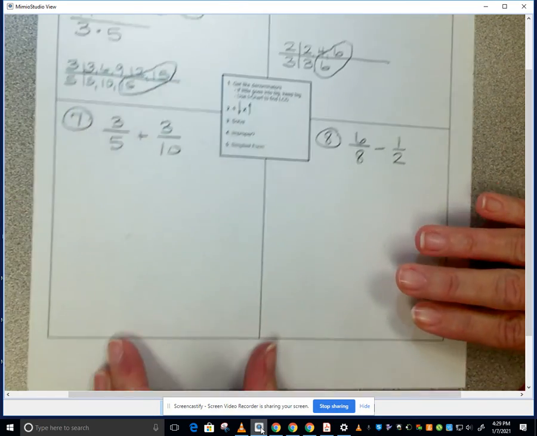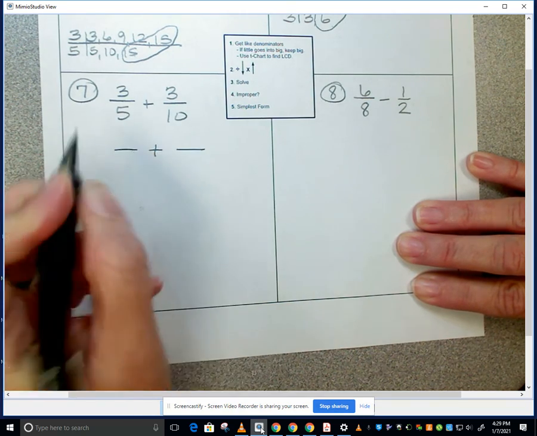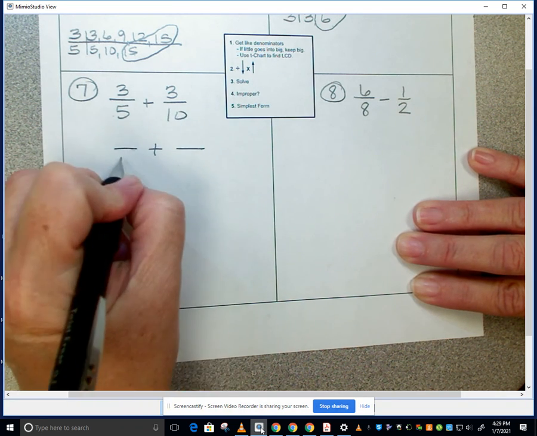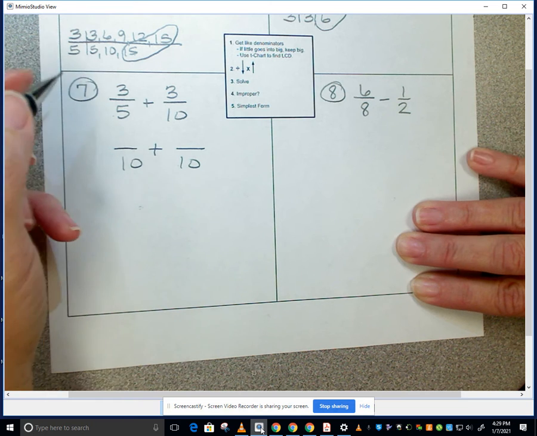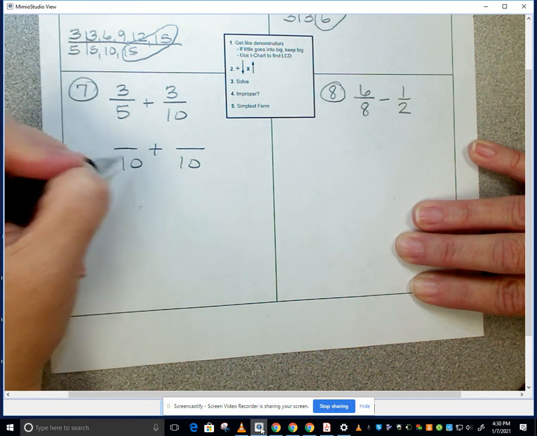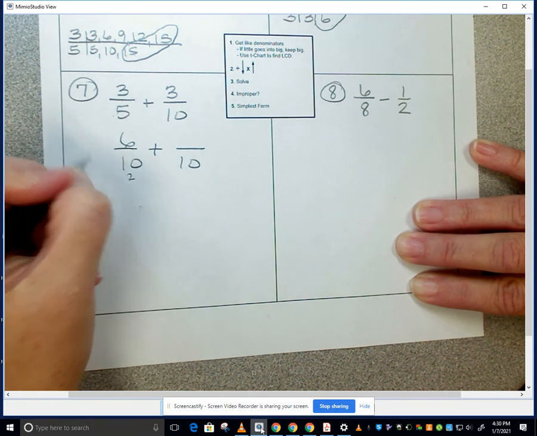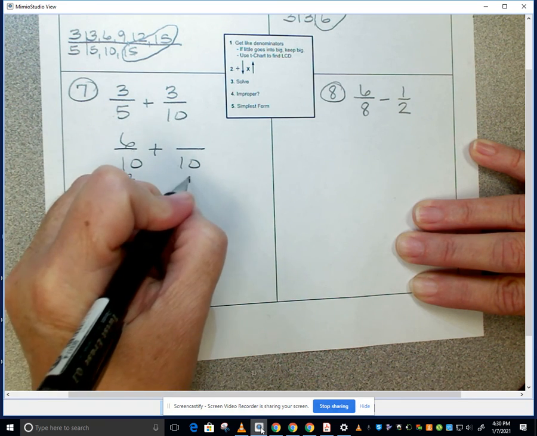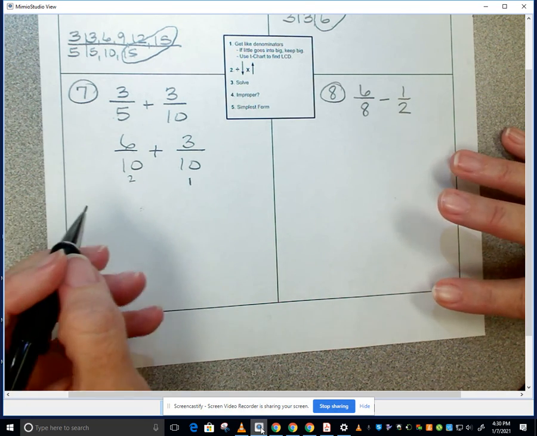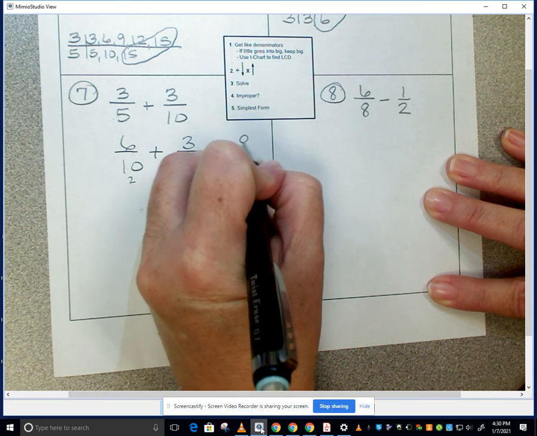Okay, moving on to 7. Let me get it ready to rename. Will little go into big? Will 5 go into 10? It will. So I get to keep 10. I like getting to keep them. It makes it easier. Divide down, multiply up. 5 will go into 10, 2 times. 2 times 3 is 6. 10 will go into 10 one time. 1 times 3 is 3. My answer, 9/10.